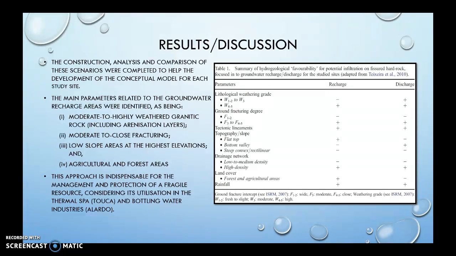This method can be applied to multiple different projects within the field and is an impressive feat in general. I hope you guys enjoyed the presentation. Thanks.